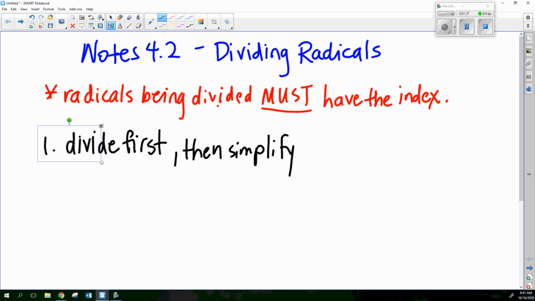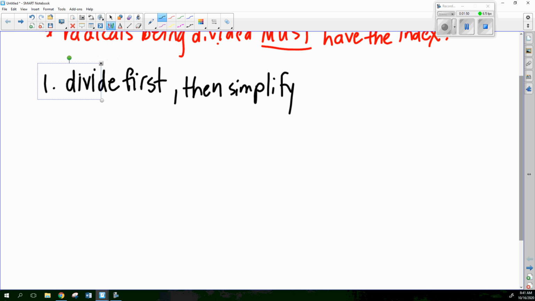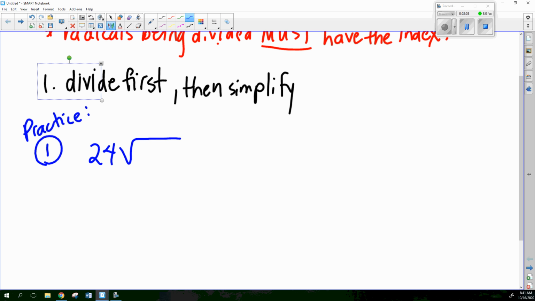All right, and then, of course, since the radicals have to have the same index, that index is not going to change. Okay? So let's look at a couple of problems together. You can call this practice or examples or whatever you want. We're going to jump right into what I call the deep end here.